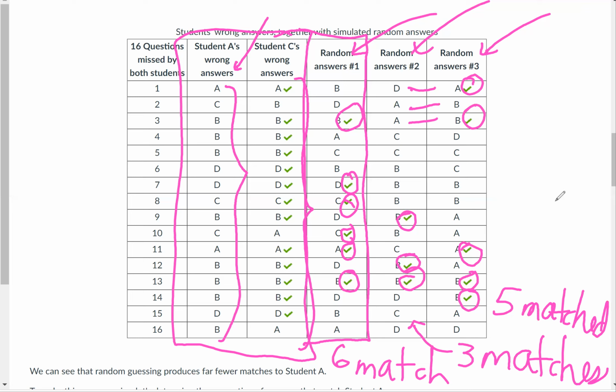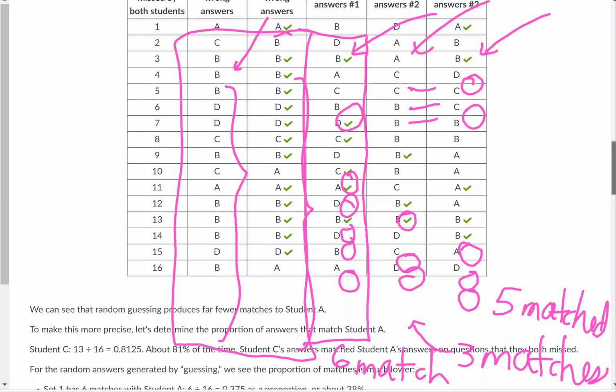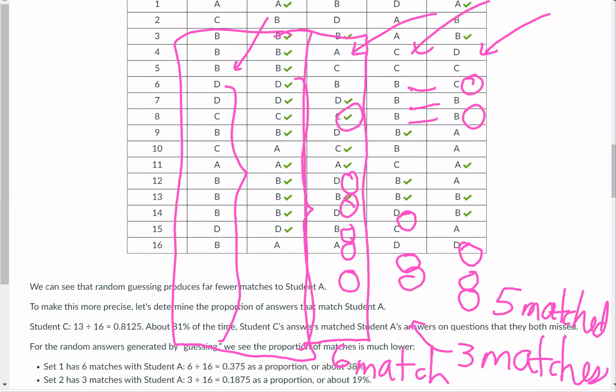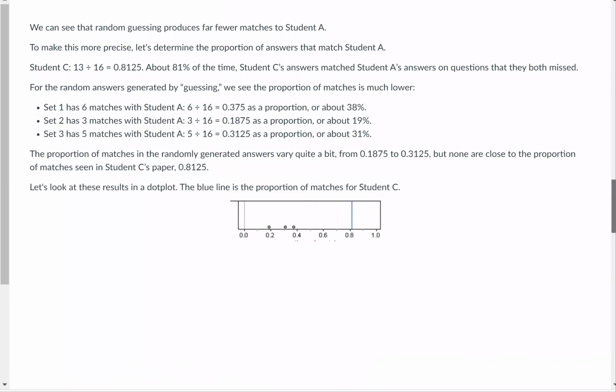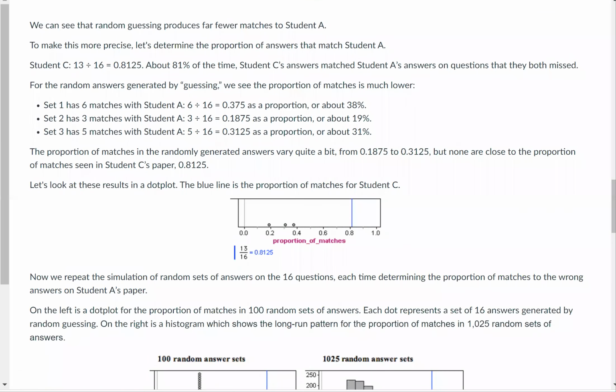13 is probably not super easy to find. Maybe once in, who knows what the number is, but once in a very blue moon, you might find 13 out of the 16 match. But it's hard to imagine that that happened to be the case in this court case, I guess. So we can see that random guessing produces far fewer matches to student A.